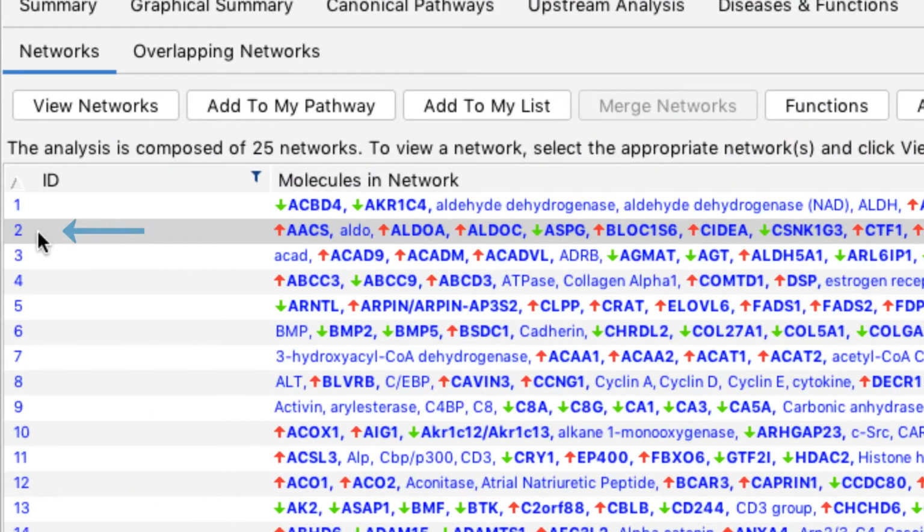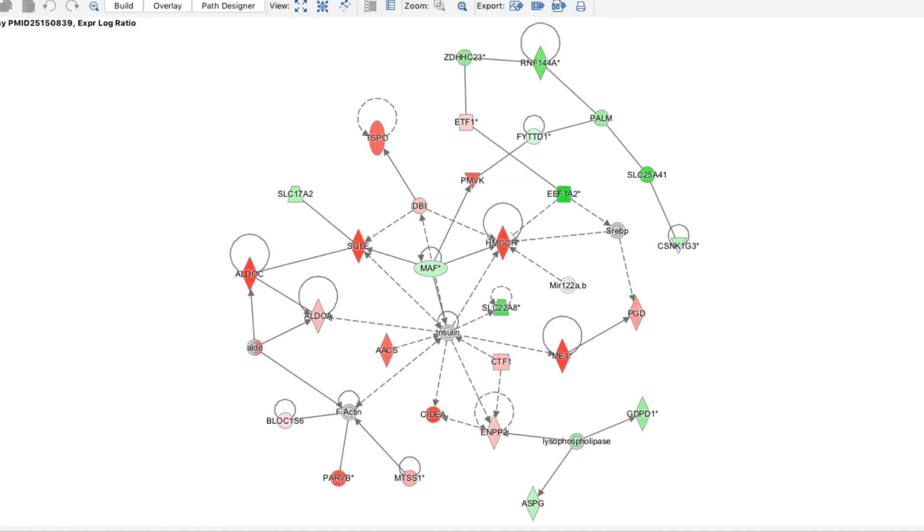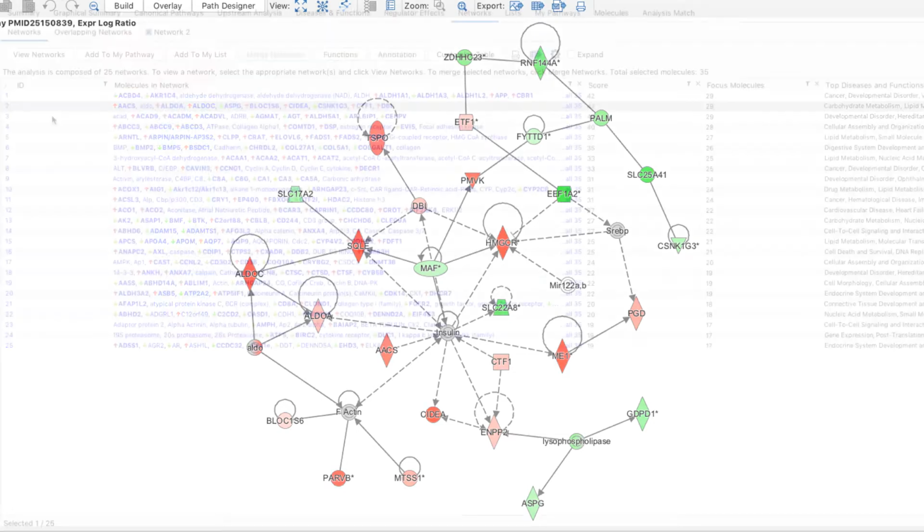To view the network, click on the hyperlink for the ID. This will show you a new window showing a diagram of the relationships between molecules. The molecules that were added from IPA's knowledge base are shown in white, and dataset molecules that didn't pass your cutoffs or filters are shown in gray. The coloring of the focus molecule nodes is based on the data measurement values in your dataset.